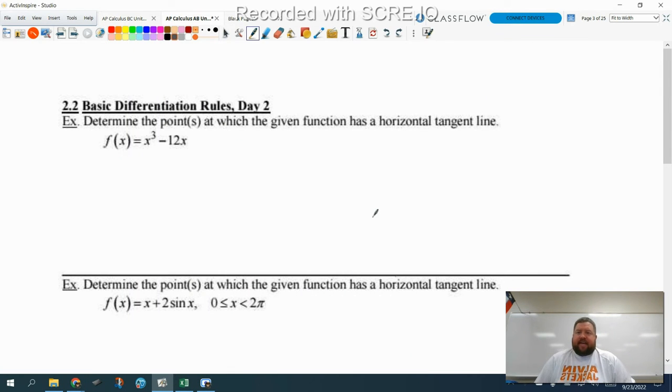All right, so today is day 2 of differentiation rules. So we're just going to use those rules we learned about yesterday to do some different style problems. These are very common type of problems that are asked about on the AP exam a lot.